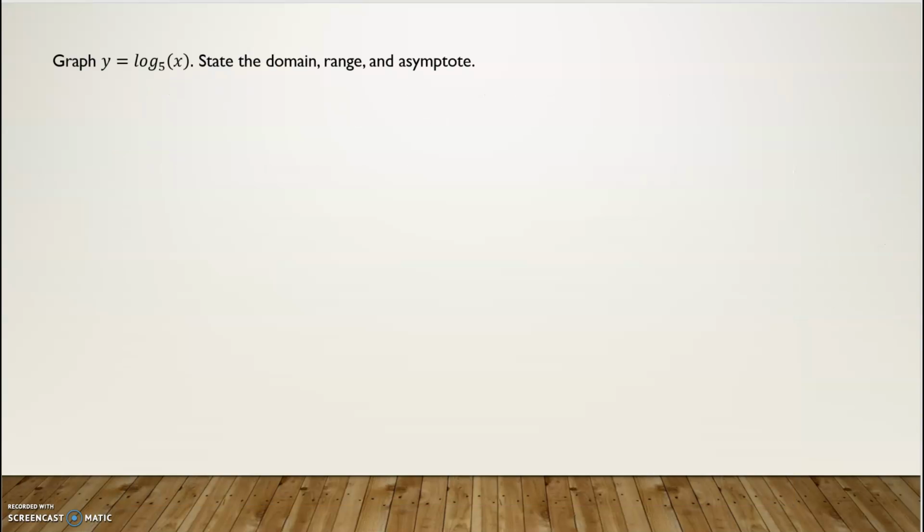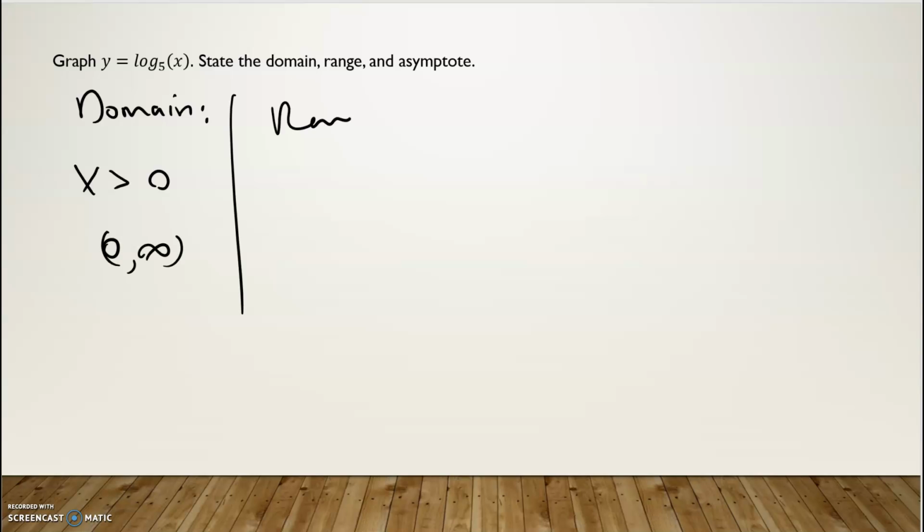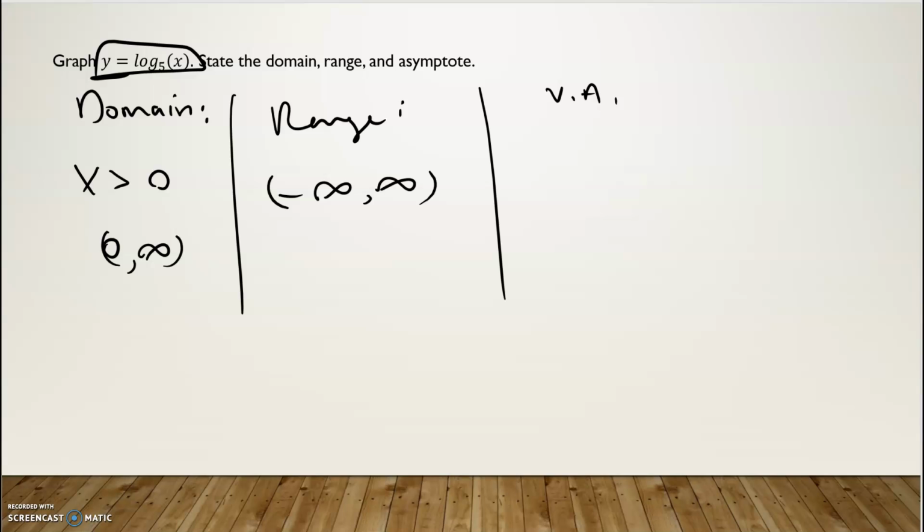Okay, so let's state the domain, the range, and the asymptote for this one. We're going to put what's in parentheses greater than 0, so x is greater than 0, and this would be the domain. So our domain would be from 0 to infinity. Our range would be all real numbers, so from negative infinity to positive infinity. And the vertical asymptote, since we haven't shifted it or gone up or down or transformed it, is going to be x equals 0, and that's it.